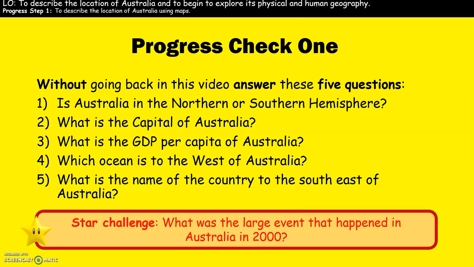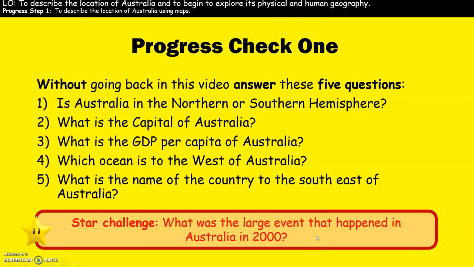If you get those done, there's a star challenge there on the screen as well. So we haven't mentioned it, but I still want you to have a go at answering it. So what was the large event that happened in Australia in 2000? Now, if you just want to pause the video here and have a go at answering those questions.